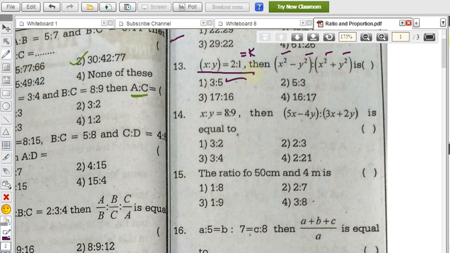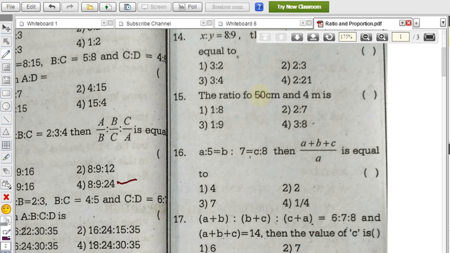Yeah, this one. Yeah, 14 also similar sum. 15, the ratio of 50 centimeters to 4 meters. So we need the ratio is nothing but comparing quantities that are the same kind. That means same units. This is centimeters, this is meters. So 50 centimeters, 4 meters is 400 centimeters. Then 50 is to 400, 5 is to 40. So 1 is to 8. You can do it.